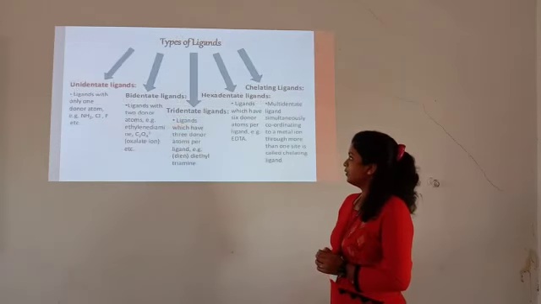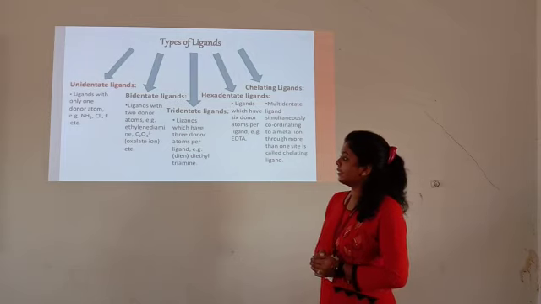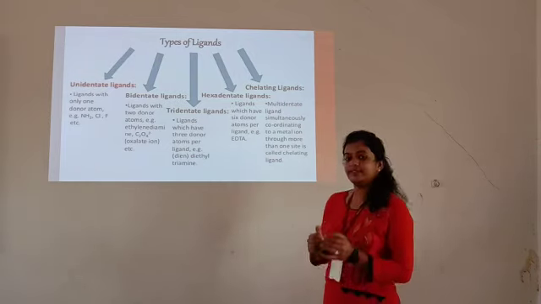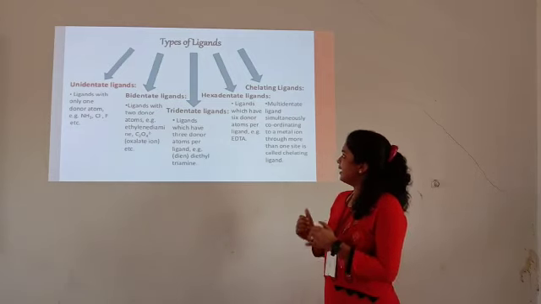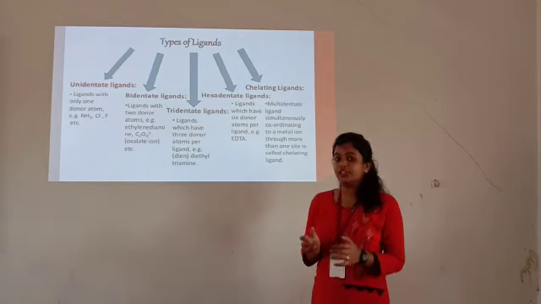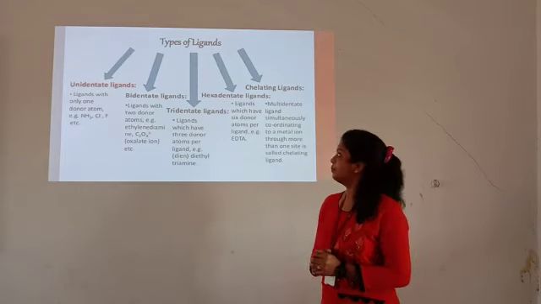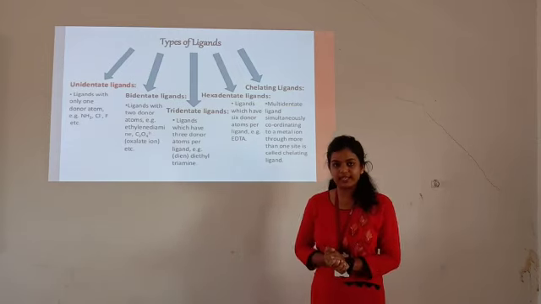Next. So now the types of ligand. First is the unidentate ligand. This ligand forms with only one donor atom. Now bidentate ligand. This ligand forms with two donor atoms. Tridentate ligand and hexadentate ligand. These ligands form with 3 and 6 donor atoms. And last is the chelating ligands. These ligands are the multidentate ligands and they are strong in nature as compared to others.